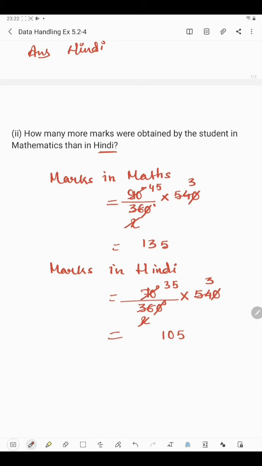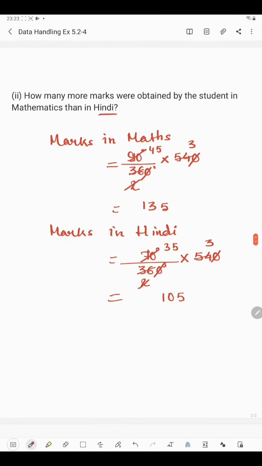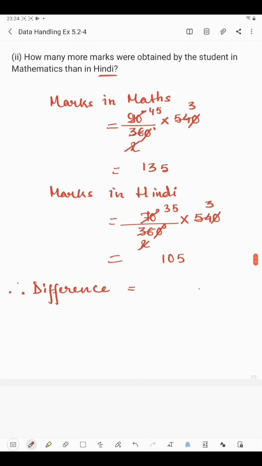Now the question is, how many more marks in maths? So to get this, we will have to find the difference between marks in maths and Hindi. So the difference is 135 minus 105. So 5 minus 5 is 0, 3 minus 0 is 3. So he has got 30 marks more in maths than in Hindi. Okay, so this was part 2. Now coming to the third part.